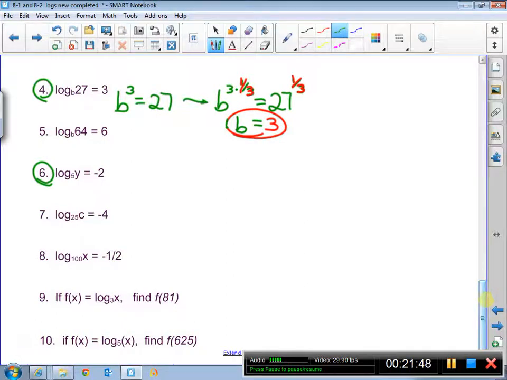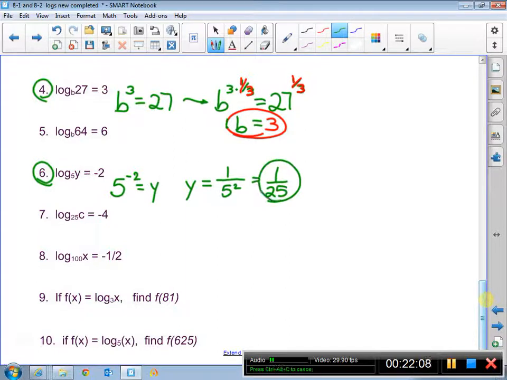Base is 5. Exponent, -2 equals y. So we just want to say y equals 5 to the -2 is 1/5 squared, or 1/25. I'd rather see fractions than decimals. Number 8, base is 100, the exponent is -1/2, should equal x.